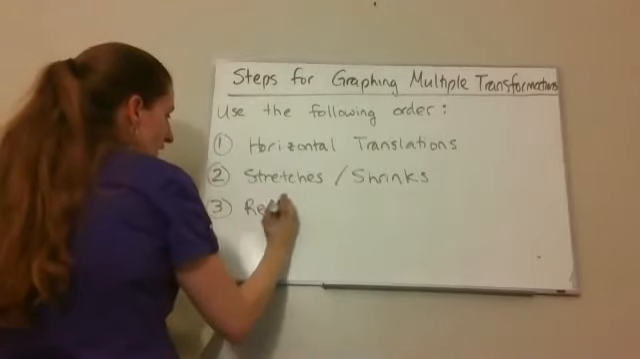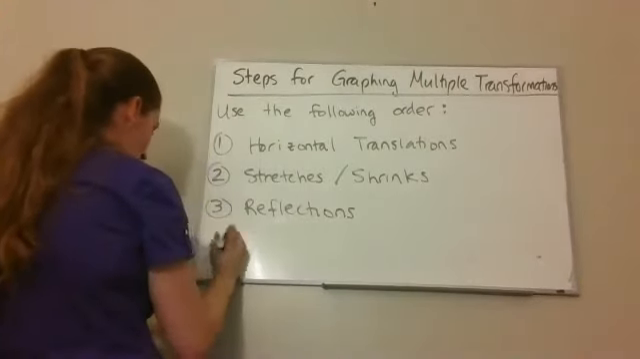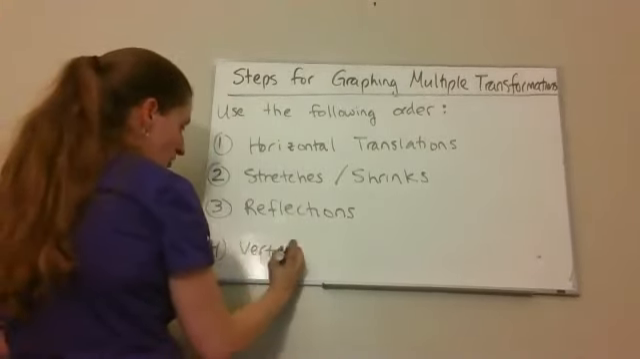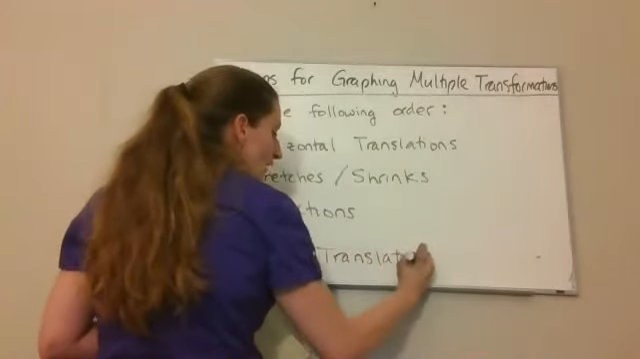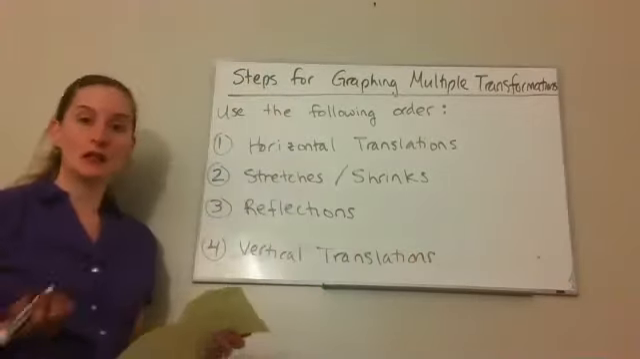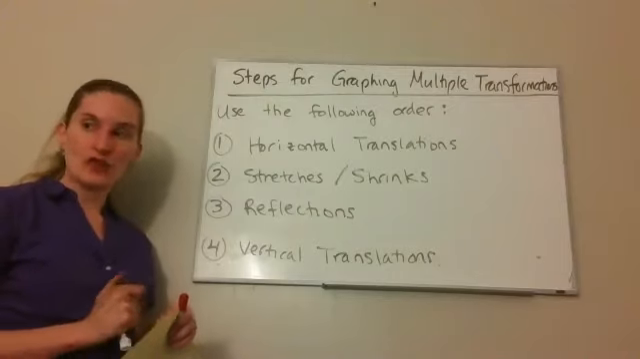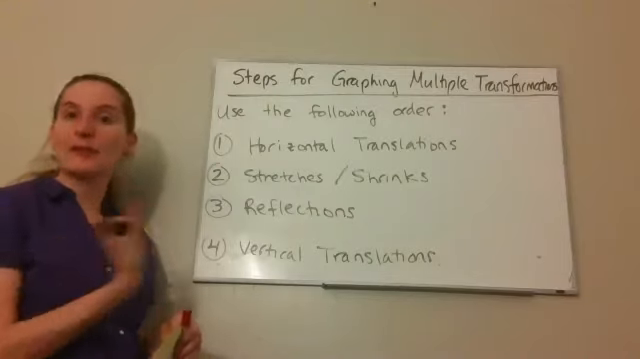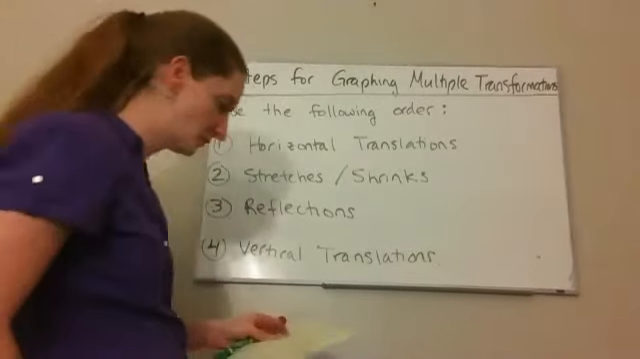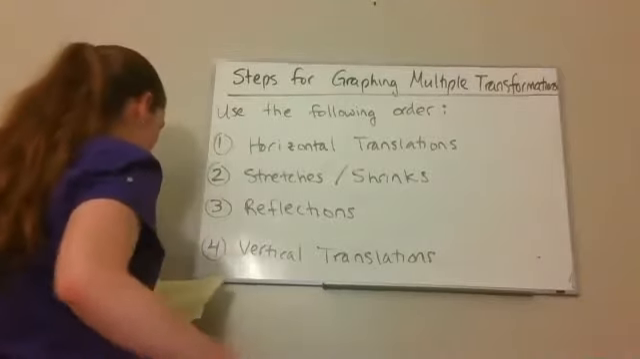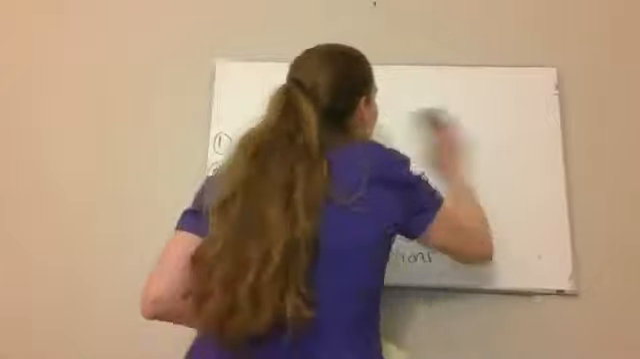Then you take care of any reflections. And lastly, you do your vertical translations. If you follow this order every time, you'll get to the right final graph. So do all of your shifting left and right, then do all of your stretching or shrinking, then do the flipping across any axes, and then shift up or down last. Let's do an example where we have to do a few different transformations to get the final graph.